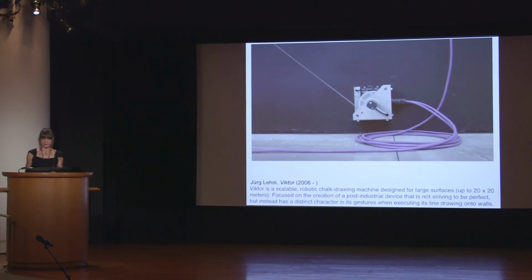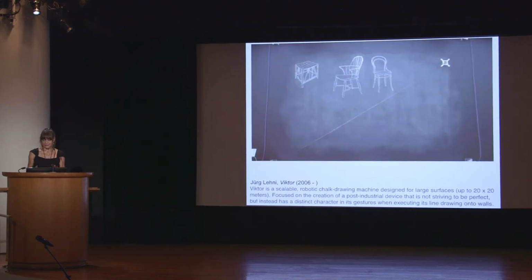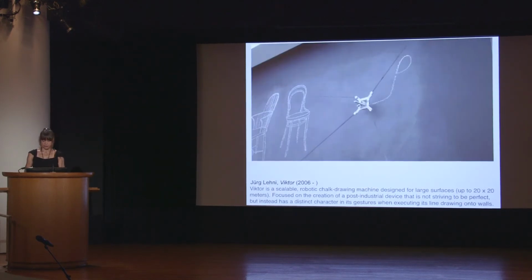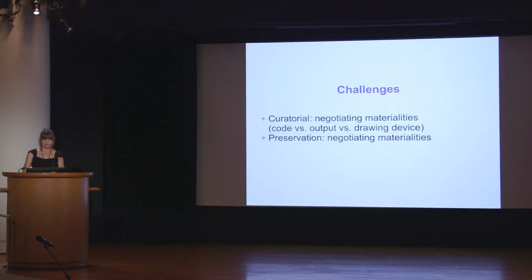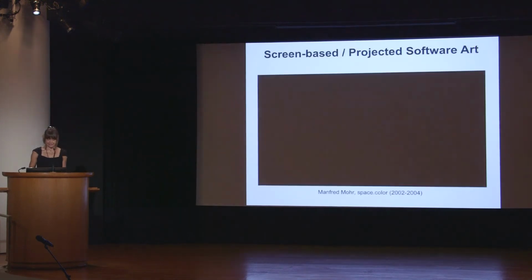And here the emphasis also is really on not creating a perfect drawing, but there is something non-perfect, hand-drawn about it. But again, Victor also stands in that tradition of drawing machines. And the challenge here, both from a curatorial and preservation perspective, is of course about negotiating materialities. There's the code, there's the drawing created by that machine, there's the drawing device. How important is that to the curatorial and preservation process? So these kinds of challenges often intersect, and there's of course a lot more to say about the work, but we'll get to the case studies later.